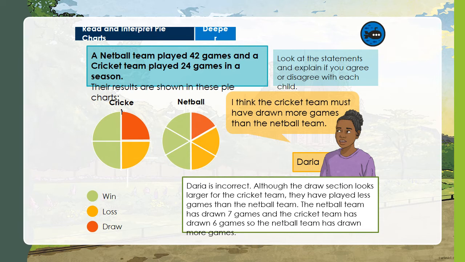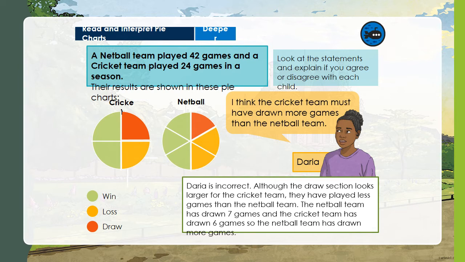Why am I dividing it by 6? Because we have split it up into 6 segments. So now we know that one of those segments represents 7. So we can see now that they drew 7 of their games, whereas the cricket team drew 6 of their games. So did the cricket team draw more games? No, the netball team did.